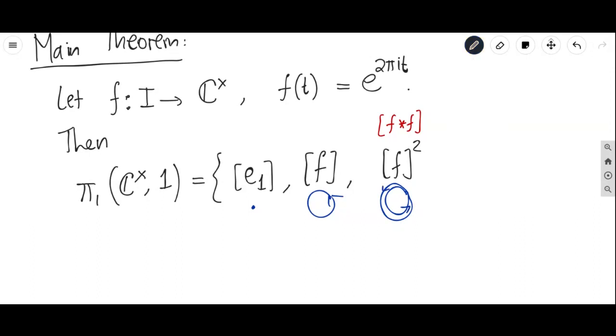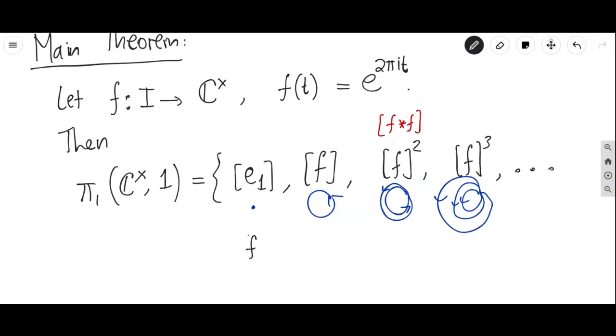Then you would have f cubed, which is juxtaposition three times. If you want to see what this looks like as a loop, this one goes around three times. Again, we're just drawing separations in the loops so you get to see them being separated, so it's easier to see. But really, they're all on top of each other because this will stay on the unit circle.